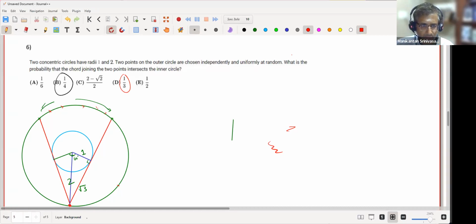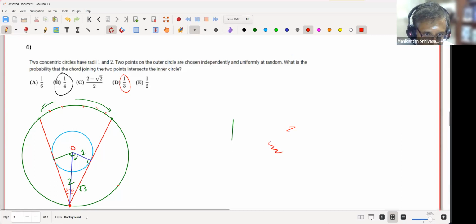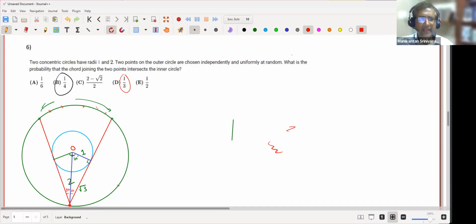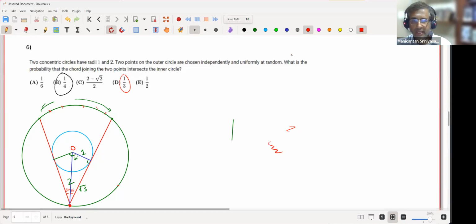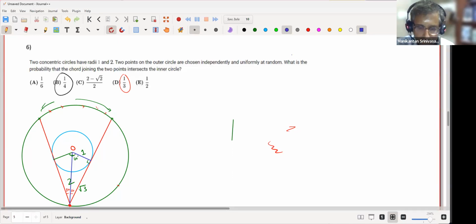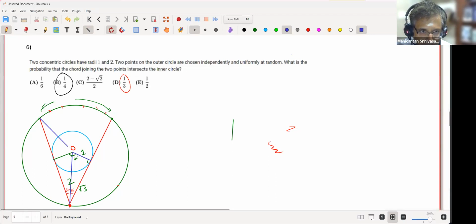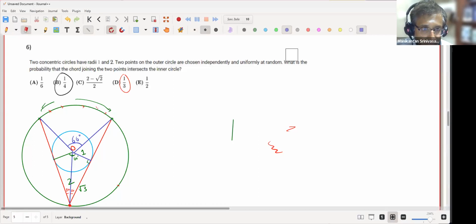Now that's easy, right? Because if this angle is 60, so we can say, okay, let's see. Okay, let's do it this way. Okay, this angle is 30. This angle is 30. Then it is the center O, right? So angle at the center of the circle is twice the angle at the periphery. So which means this angle will be 60. Do you agree? This angle will be 120.